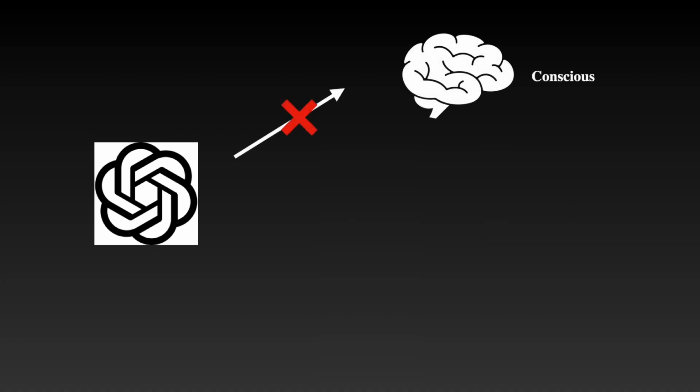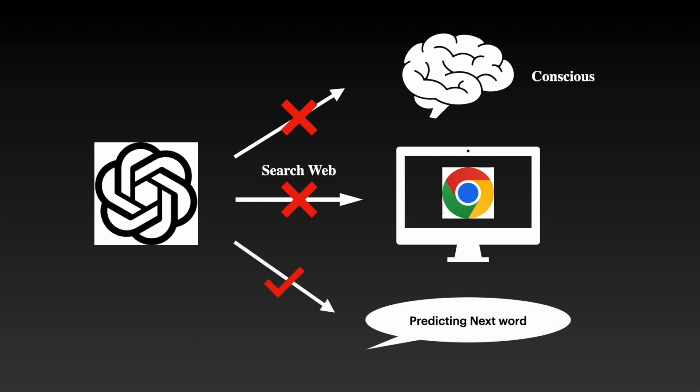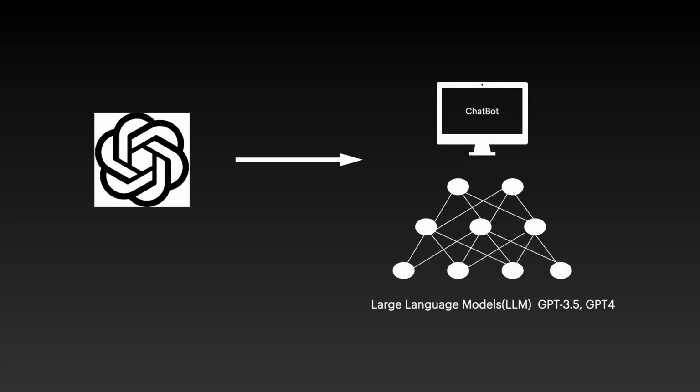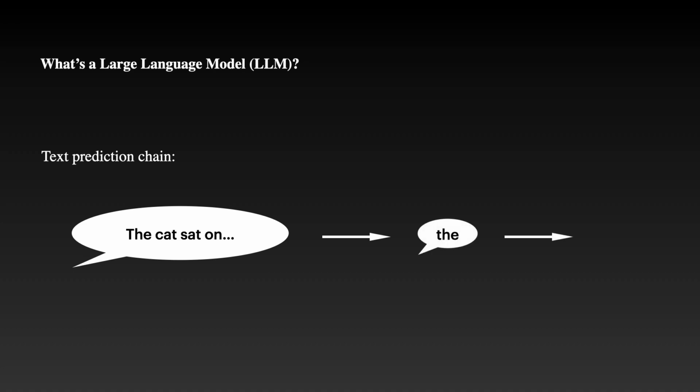ChatGPT isn't conscious. It doesn't search the web. It's just incredibly good at predicting the next word. ChatGPT is a chat interface built on top of large language models, especially the GPT family, like GPT 3.5 and GPT 4. LLMs are trained to predict the next word in a sentence, one token at a time. That's it, but scale makes it powerful.